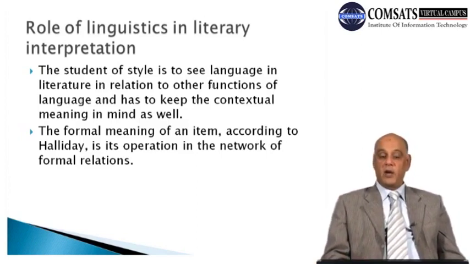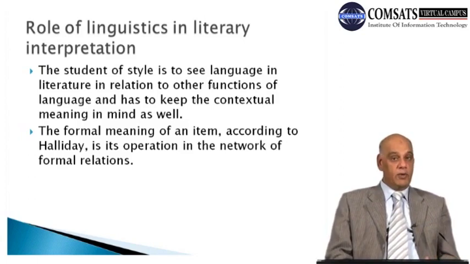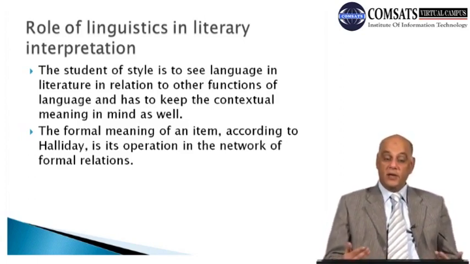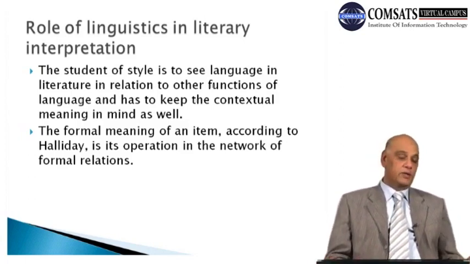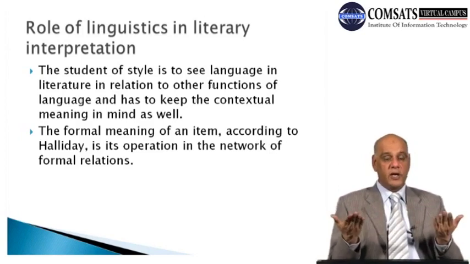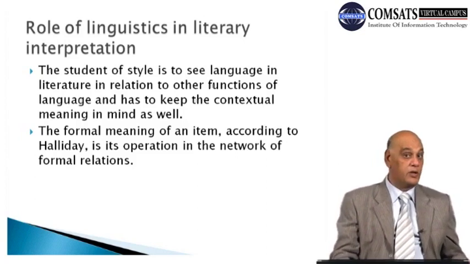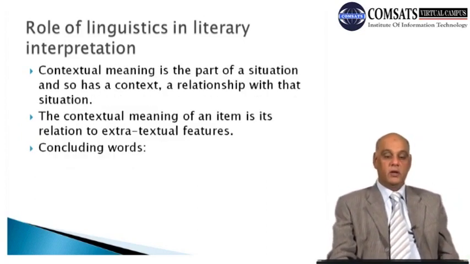The formal meaning of an item, according to Halliday, is its operation in the network of formal relations. So what does Halliday say? What is the formal meaning of an item? It's its operation in the network of formal relations. When you see the network of formal relations, only then can you find the exact meaning of an item. When you study the relationships, how the words have been related and used in relation to each other, in that network of relations you can find the meaning of any term or the exact interpretation of a term or expression.